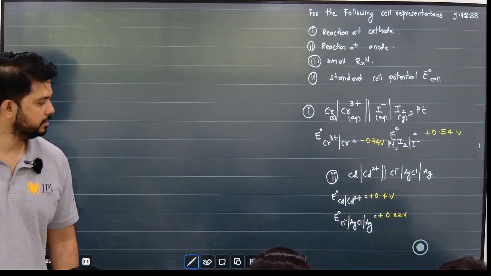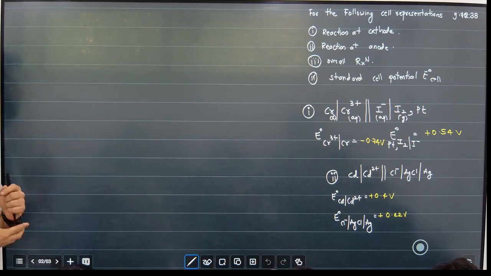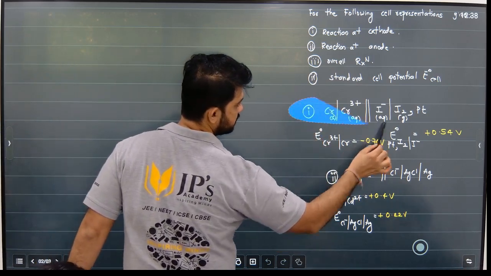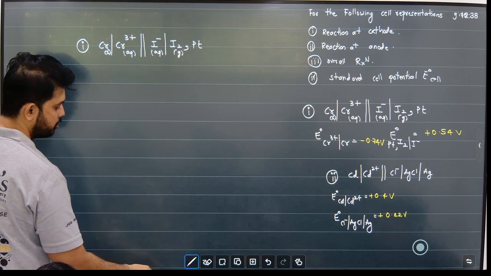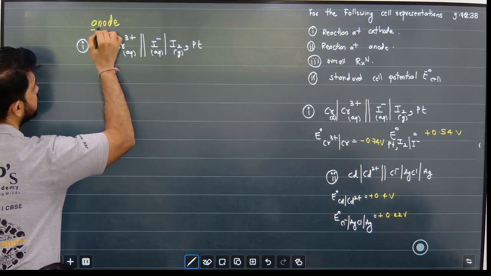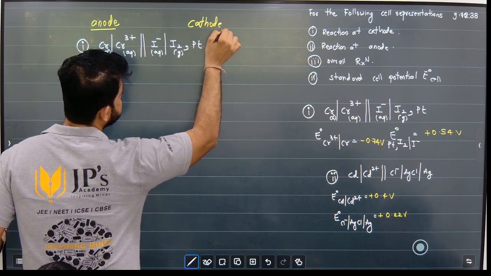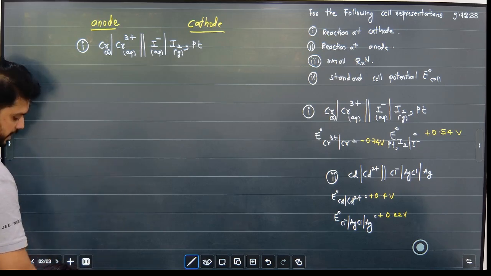Okay. Now we continue with numericals based on cell potential. Let's read the first question. For the following cell representations, give the reaction at cathode, reaction at anode, overall reaction, and calculate standard cell potential. Now, people, this is our first cell representation. Tell me in this cell representation which part is cathode and which part is anode. Excellent. First is anode, and this part is cathode. What happens at the anode? Oxidation. So, क्या reaction होगा at the anode?